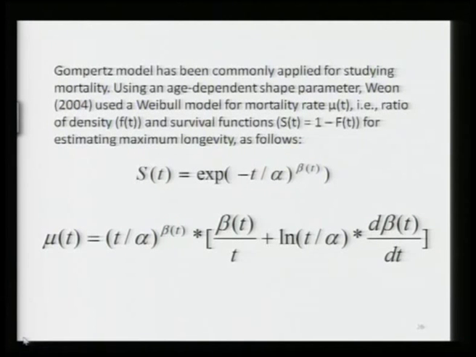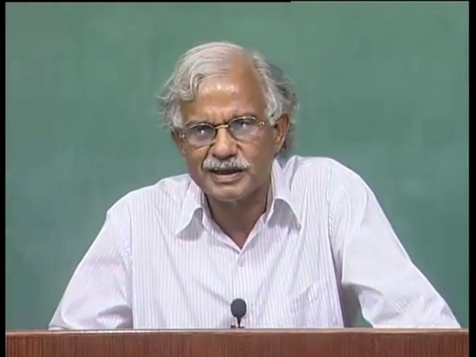Similarly, Gompertz model has been commonly applied for studying mortality, and here survival functions are expressed in terms of age, etcetera, at different points of time t. Those of you who come from some mathematics background may be interested in these things, and those who do not have sufficient mathematics background to understand these things may ignore. Just try to understand that it is possible to connect different aspects of demographic processes and composition by using mathematical and statistical model. This is the only thing I wanted to convey in this class.